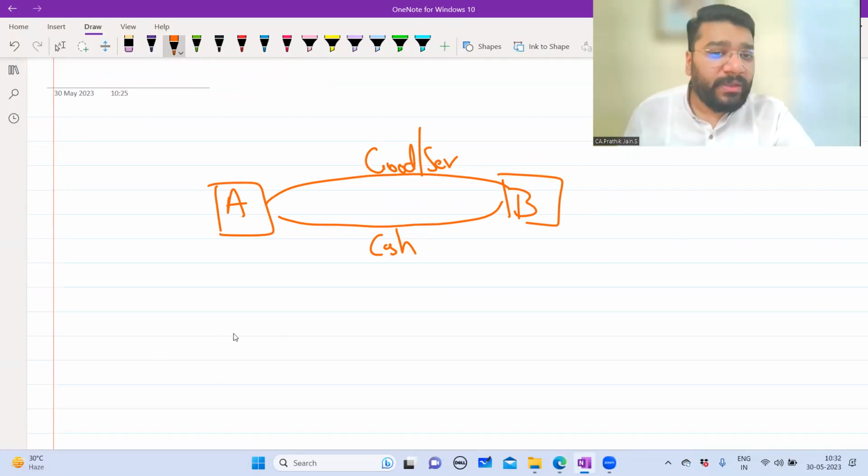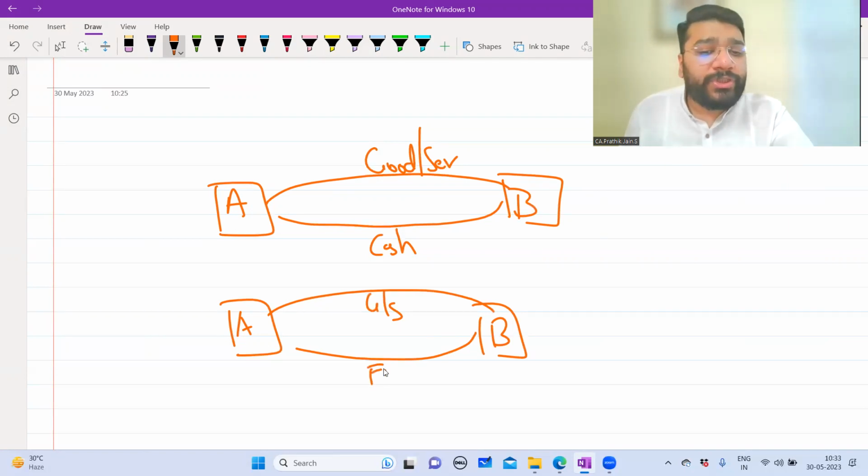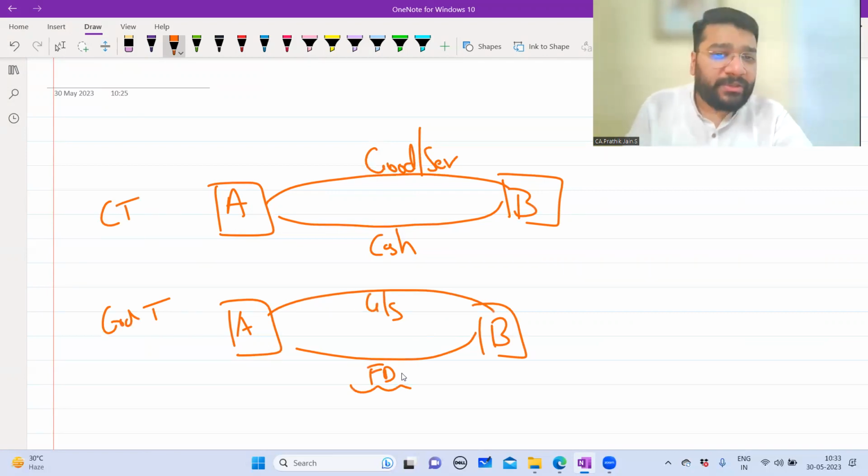The second scenario is where A is the seller, B is the buyer. The seller sells the goods or provides the services on credit basis, which means in return, B has to make the payment on a future date. So this is a cash transaction, and this is a credit transaction. But this credit transaction is an unsecured transaction, because here there is no bill of exchange as such executed. So this is an unsecured transaction.